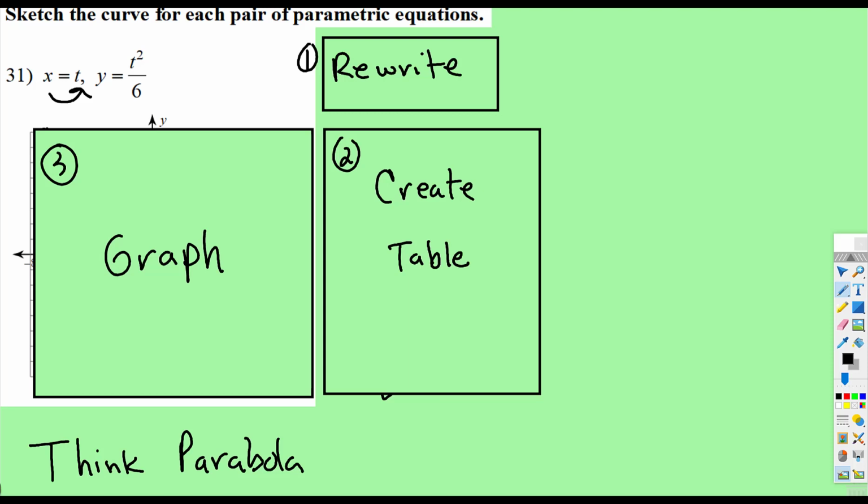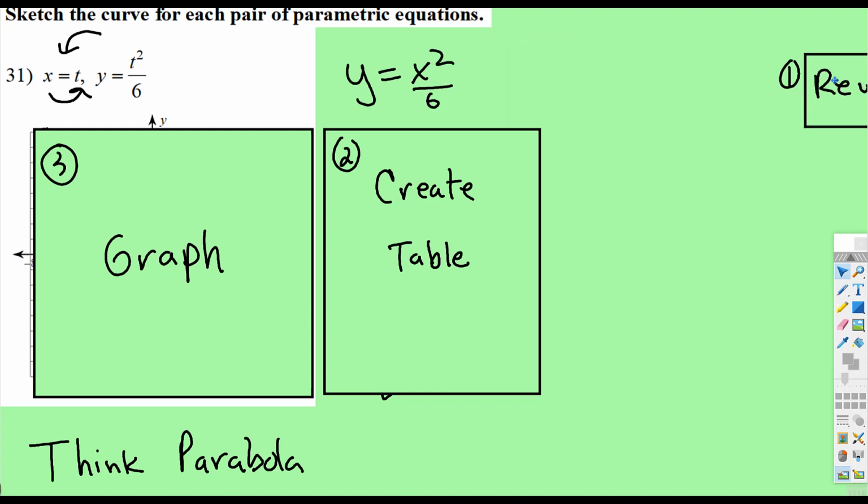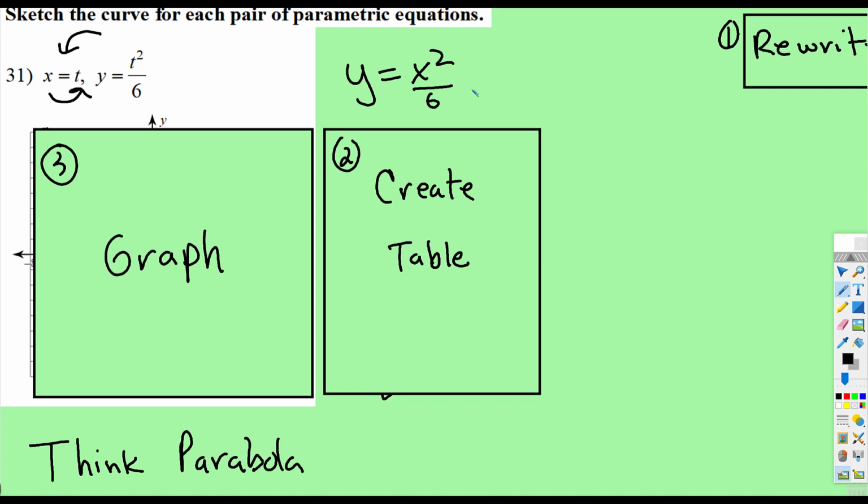Okay, sketch the curve for each pair of parametric equations. The pair is just letting you know that x is equal to t. Because they equal each other, you can rewrite that as y is equal to x squared over 6. Well, that's just a parabola.